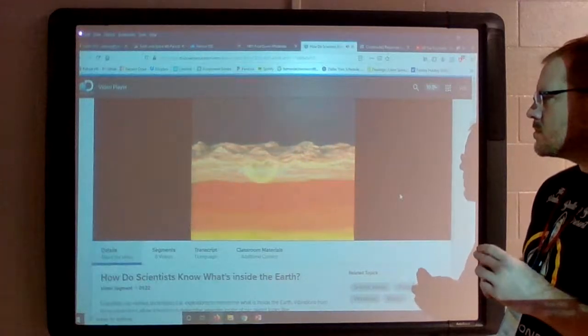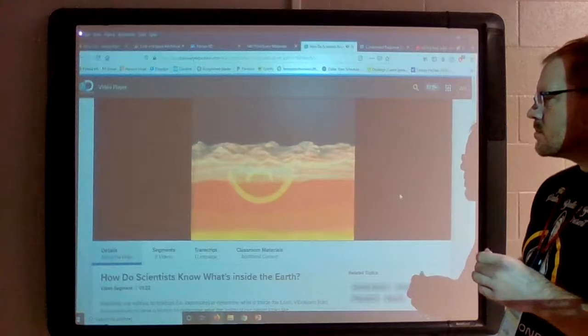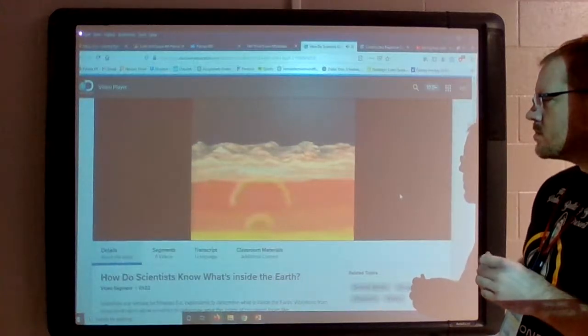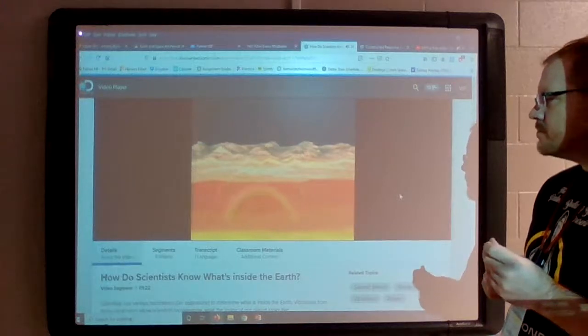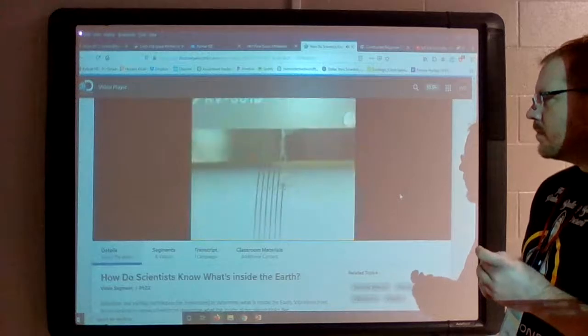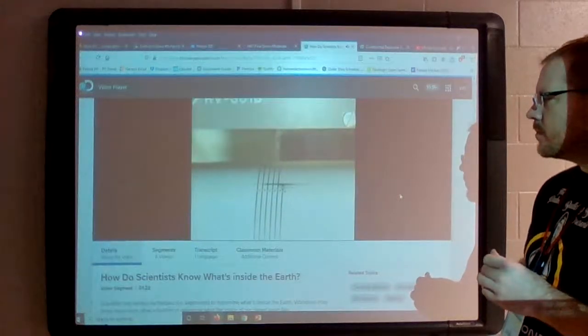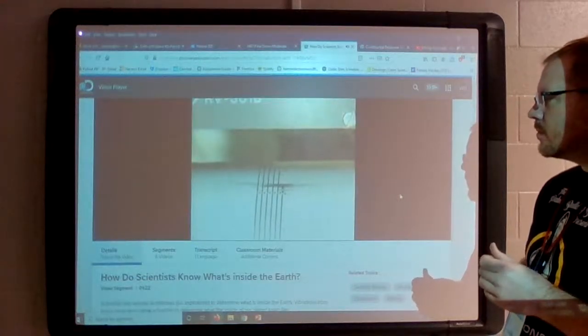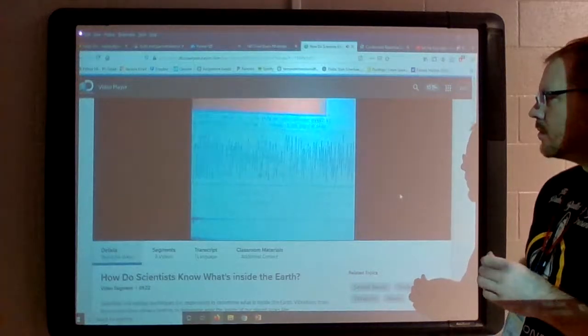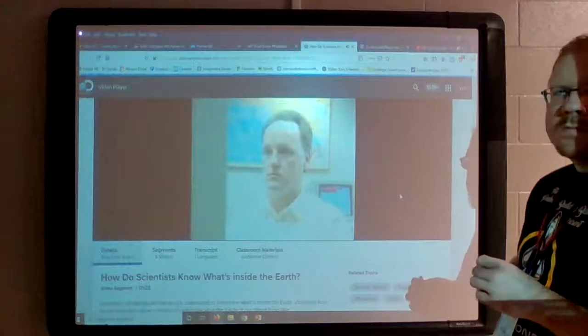When an explosion is set off near the Earth's surface, it creates shock waves that move toward the center of the Earth. When the waves strike certain objects, the waves bounce off, returning to the Earth's surface, where they cause vibrations which can be measured by machines like this. By studying these vibrations, scientists are able to learn a lot about the materials that make up the interior of our planet.